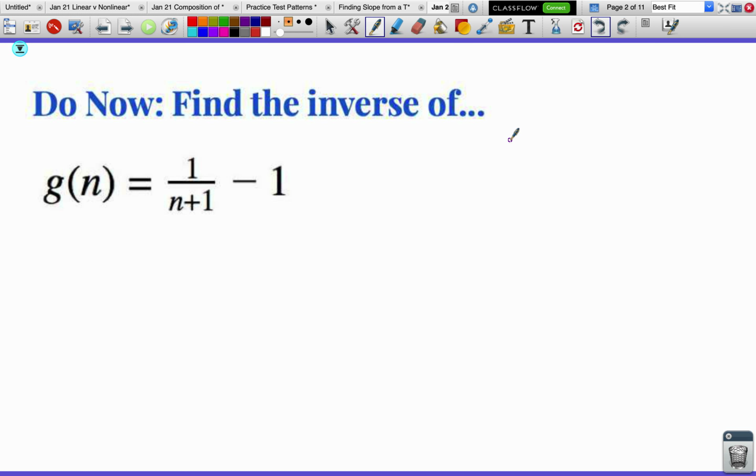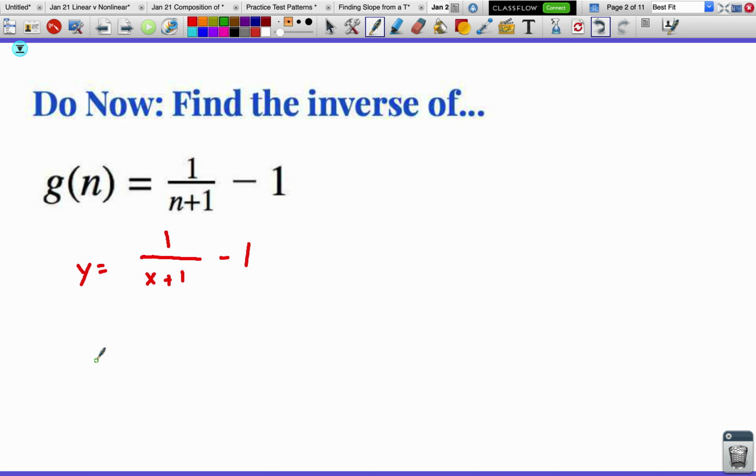We'll start with a little bit of review. Here we have a function g of n. We want to find the inverse of this function. So one thing we're going to do is replace the g of n part with a y. And just because I'm used to it, I always replace this n with an x. I just always want to do it with x and y.